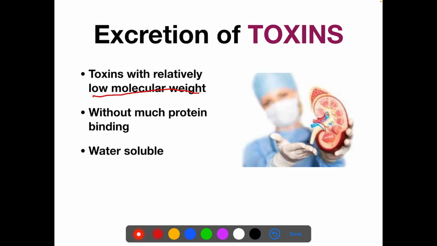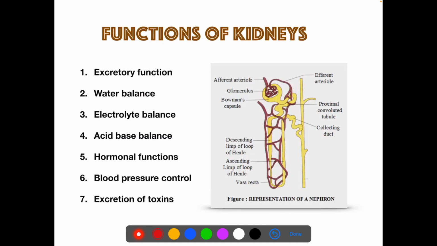So toxins which need to be excreted should be water soluble, because only then will they be excreted in urine. Without much protein binding, they will be available as free form in the blood to be filtered. Then they should have relatively low molecular weight because the glomerulus cannot filter high molecular weight substances. So toxins with low molecular weight, water soluble, without much protein binding will be excreted by the kidney. That is another function of the kidney.